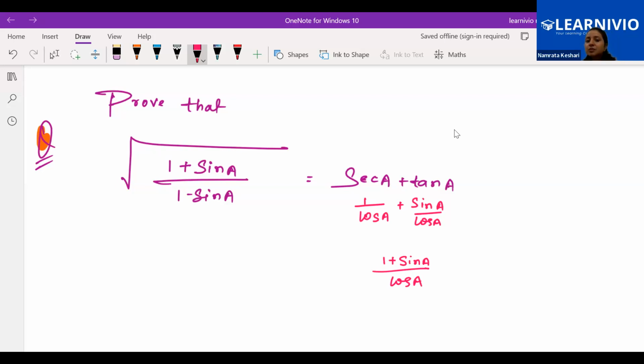Okay. So the numerator, it seems like we will be able to prove from here. But for now, there is a square root. So how can we bring a square root over here? That is the main confusion, right? Yeah.